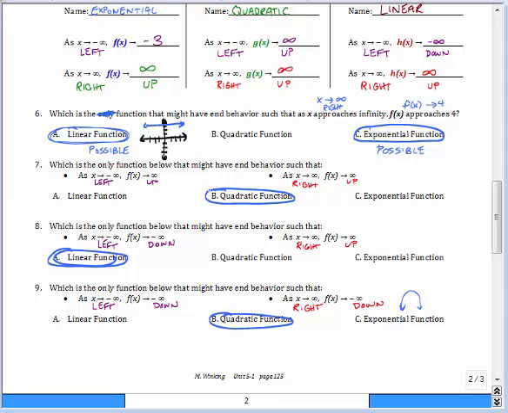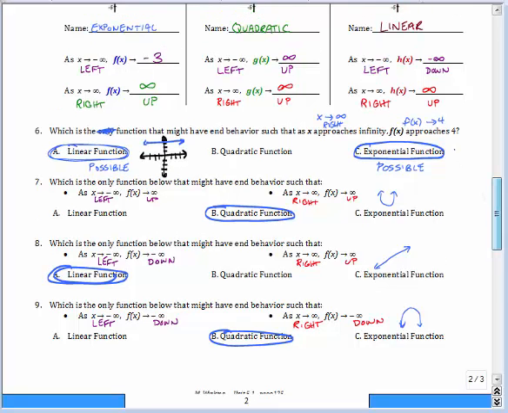So let's draw all the pictures. We said this was quadratic right here because both sides went up. And we said this was a line because one side went down to the left, the other side went up to the right. And we said this one could have two possible answers because it could be exponential decay, where it levels out on 4, or we could have a line that goes straight across like that. So those are the examples.